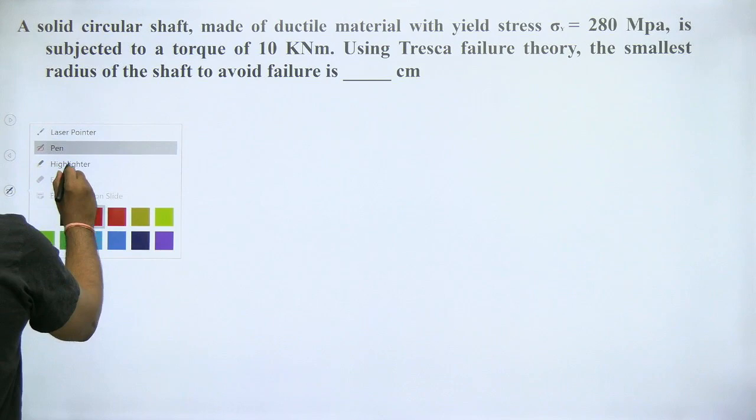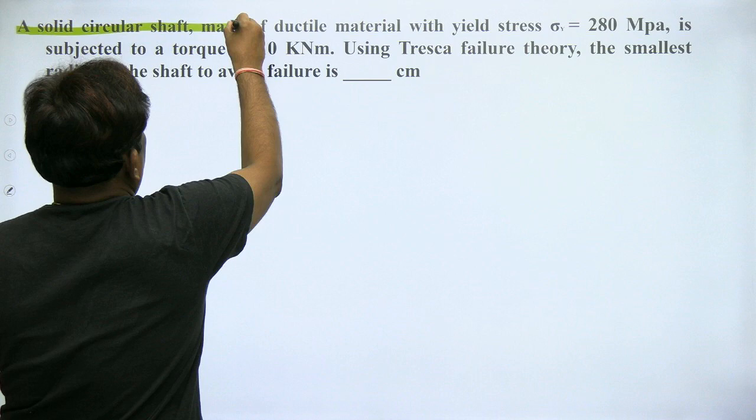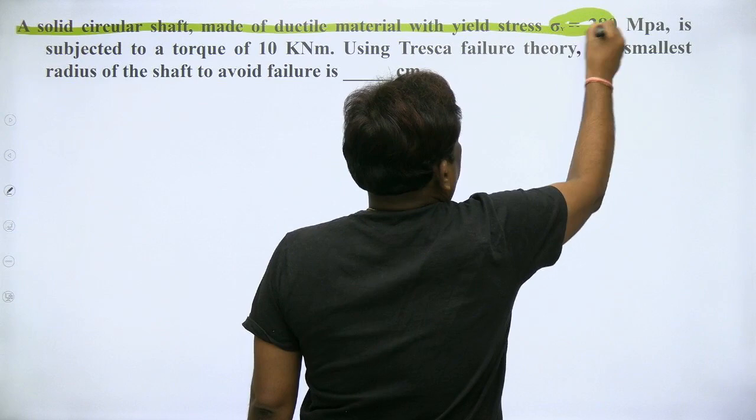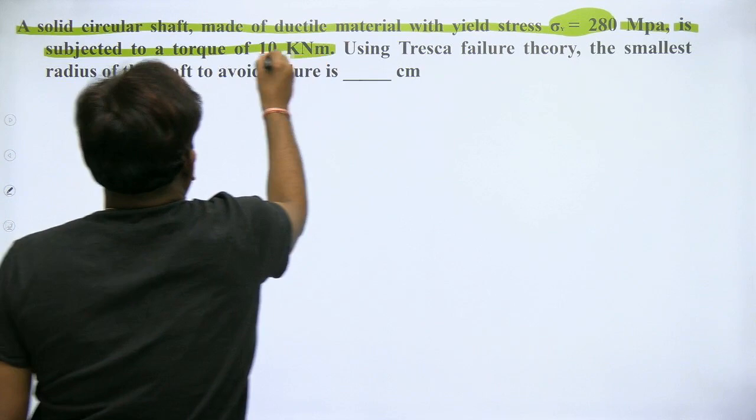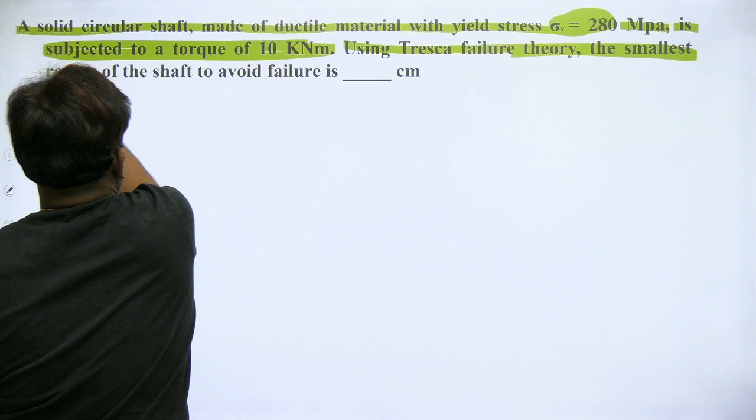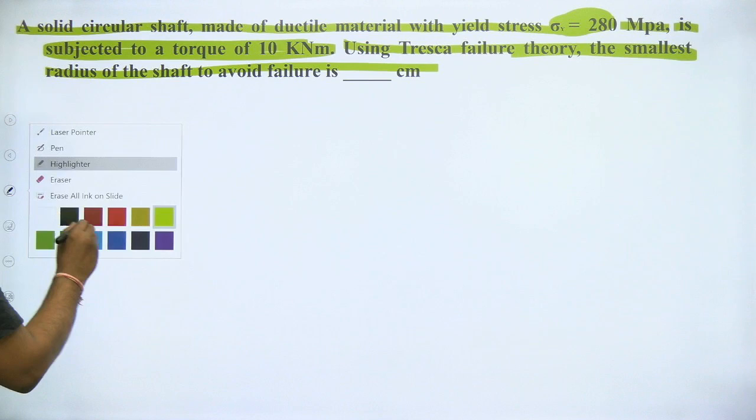A solid circular shaft made of ductile material with a yield stress in tension of 280 megapascal is subjected to a torque of 10 kilonewton meter. Using Tresca failure theory, the smallest radius to avoid the failure is. Let me do this question.